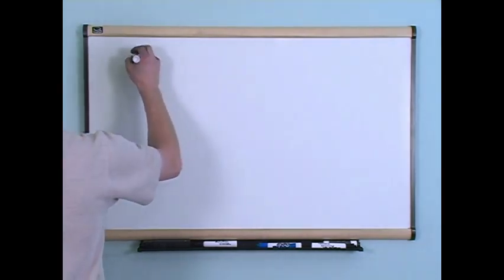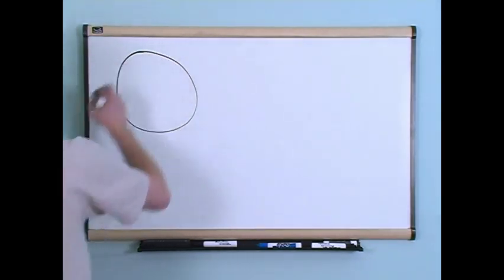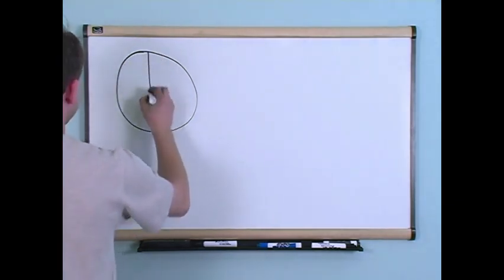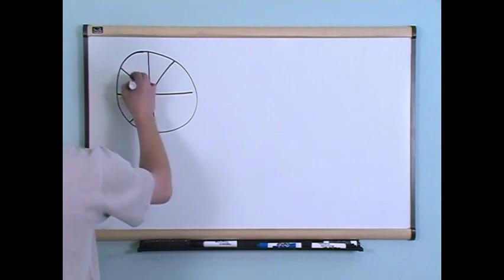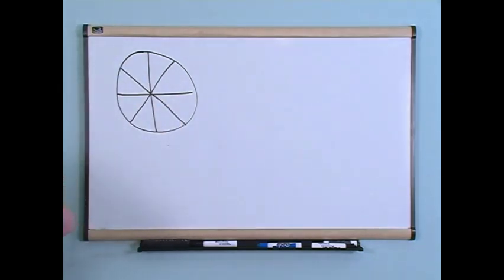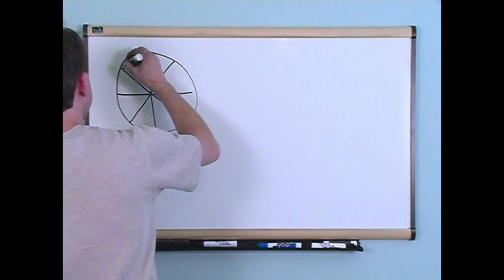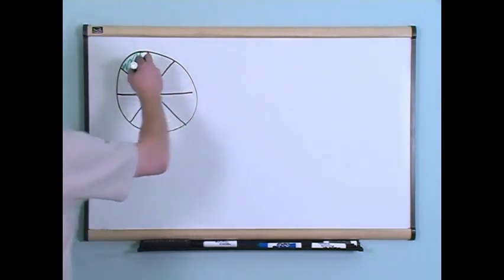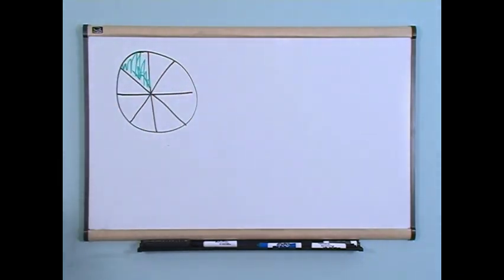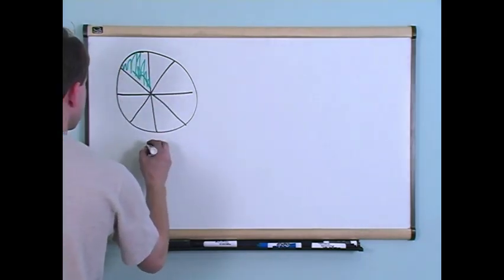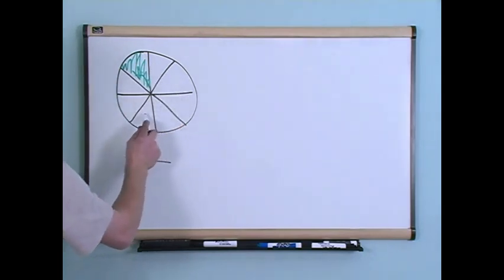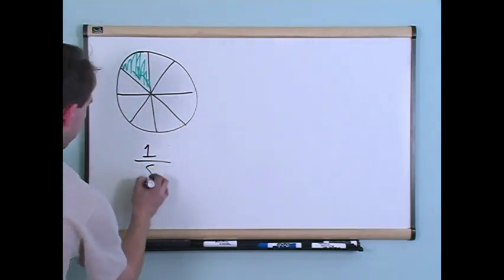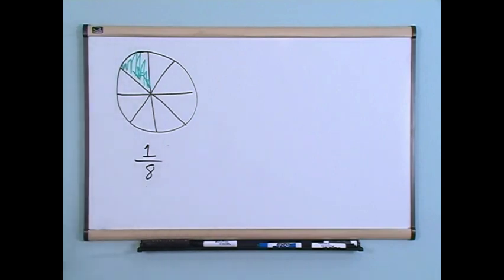Let's take another example. Let's say you have a pie. I'm going to divide it into 8 pieces, like this. And I'm going to take away, because I'm kind of hungry, 1 piece. How would you write that fraction? Well, I've got 1 piece of pie out of a possible 1, 2, 3, 4, 5, 6, 7, 8 pieces of pie. So this is the fraction. It's called 1/8.